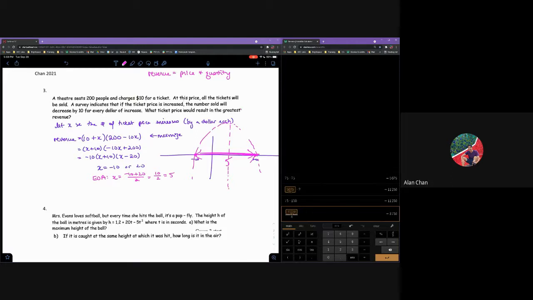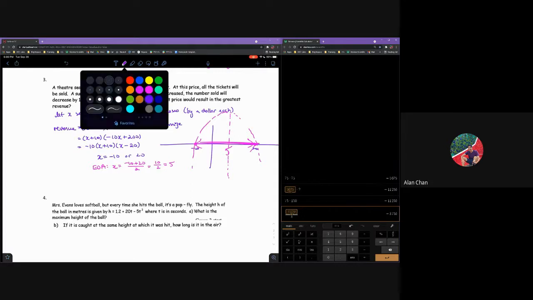But if you take a look at the question, it says what ticket price would result in the greatest revenue. We don't even need to find what the revenue is. We don't need to find this value of y. All we need to do is find out how many ticket price increases we need, and we already found that it's 5. So when it says what ticket price would result in the greatest revenue, we have 5 ticket increases. It started at $10 a ticket, and we did 5 $1 increases. Therefore, ticket price will be $15.